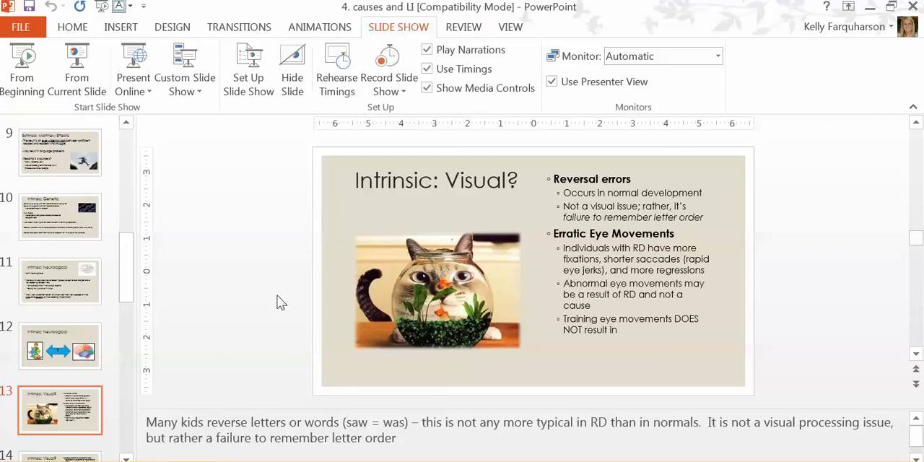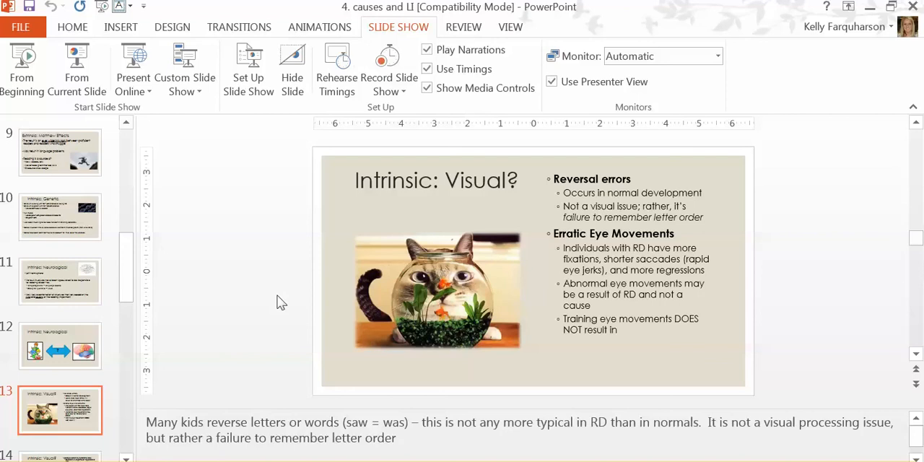And that's a really important takeaway here, that even if these reversals occur, it happens with normal kids until about second or third grade. If it's happening beyond that, it could be indicative of a reading disorder, but it's not a visual processing deficit. It's the failure to remember letter order, and this could be based in a phonological deficit.